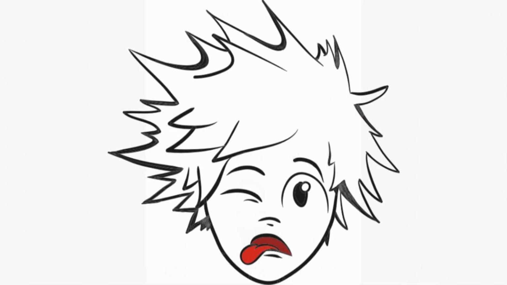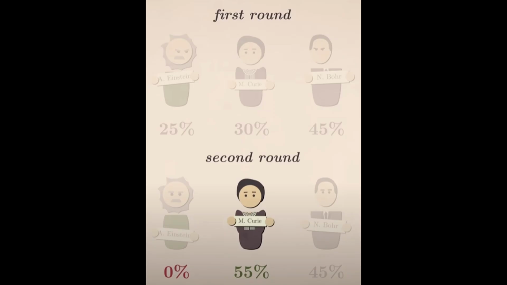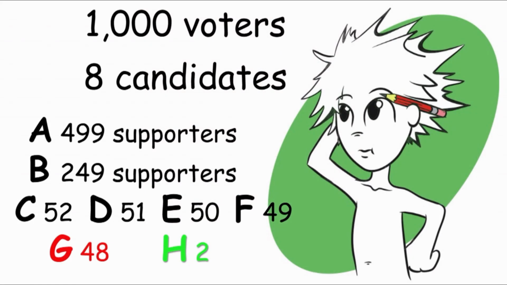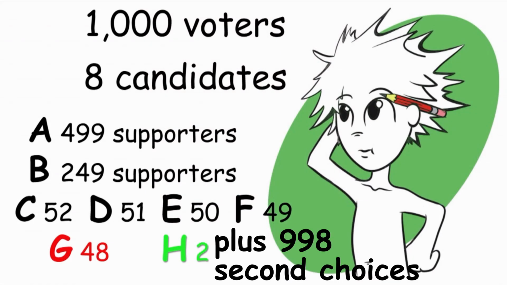That's certainly a problem. As was mentioned when analyzing the Einstein-Curie-Bohr example, it's important to look at the alternate choices of all of the voters. In this example, doing so would disclose that candidate H was the second preference of all of the voters that chose someone else as their first preference.